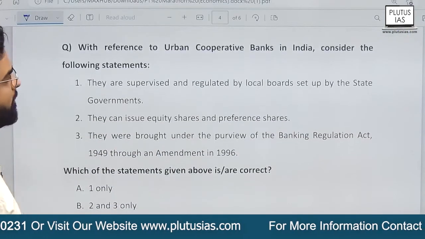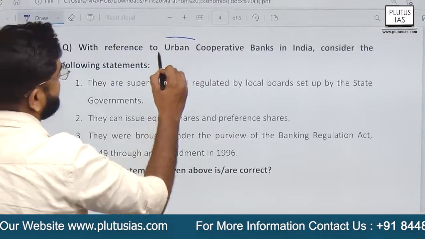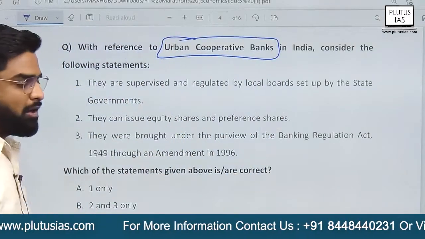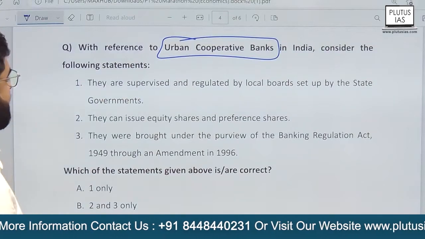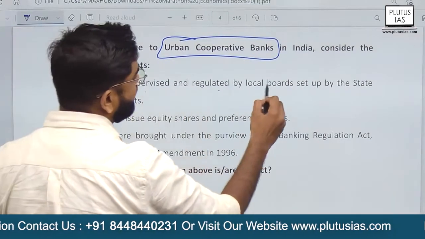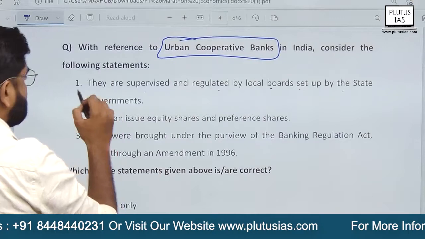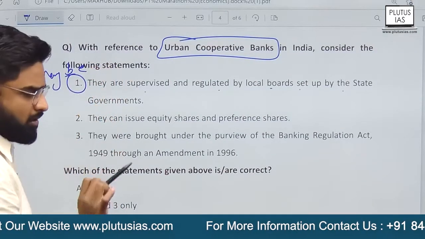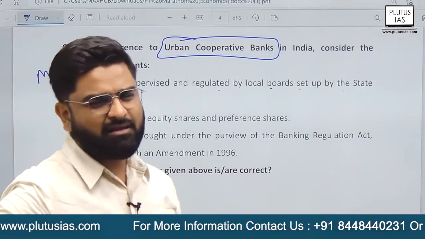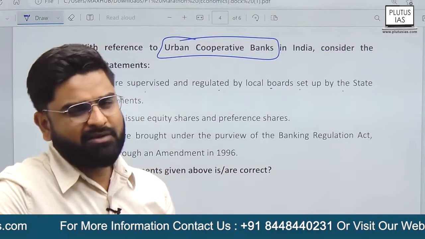With reference to urban cooperative banks in India, consider the following statements. We know that there are various kinds of cooperatives, rural, urban, this and that. So this is about urban cooperative banks. Let's see. They are supervised and regulated by local boards set up by the state government. Let's say maybe. मुझे नहीं पता. मैं zoom कर रहा हूँ. I'm in the paper. मुझे idea नहीं लग रहा. I'm unable to get whether it is right or wrong.